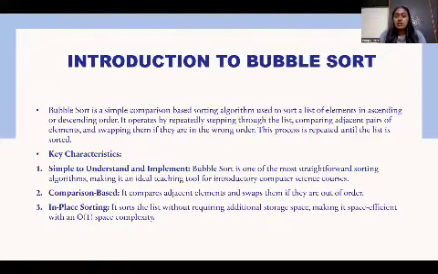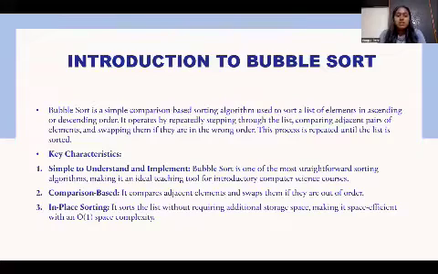Now let's talk about introduction to bubble sort. What is bubble sort? Bubble sort is a simple comparison based algorithm used to sort a list of elements in ascending or descending order. It operates by repeatedly stepping through the list, comparing adjacent pairs of elements and swapping them if they are in the wrong order. This process is repeated until the list is sorted.